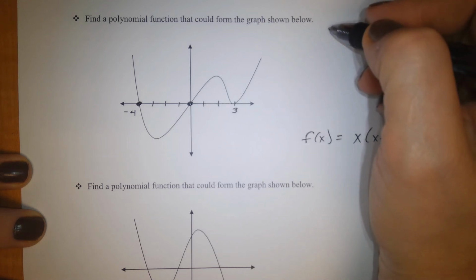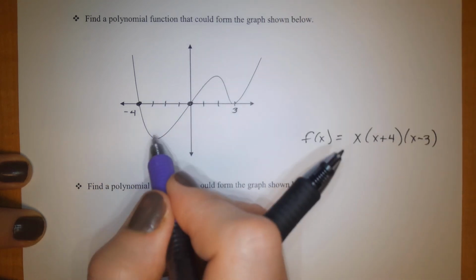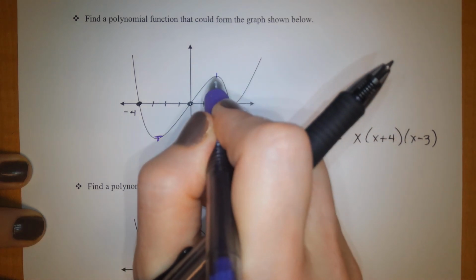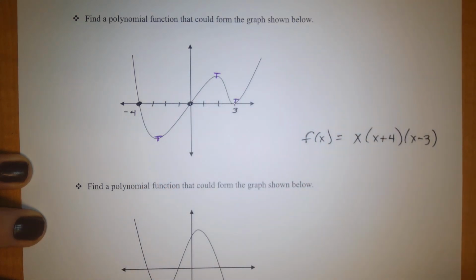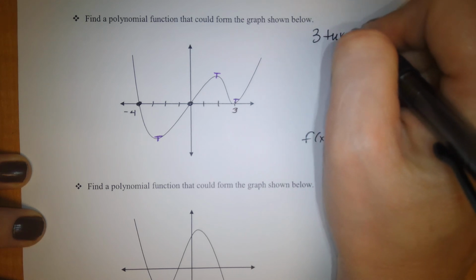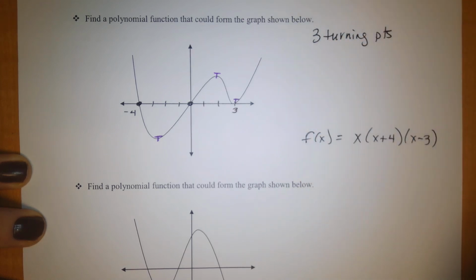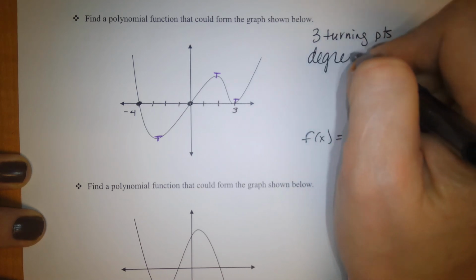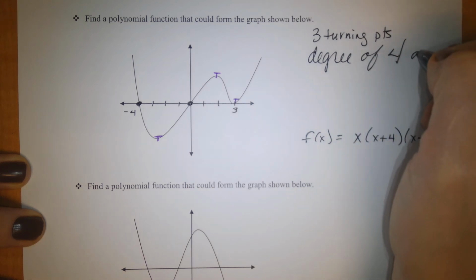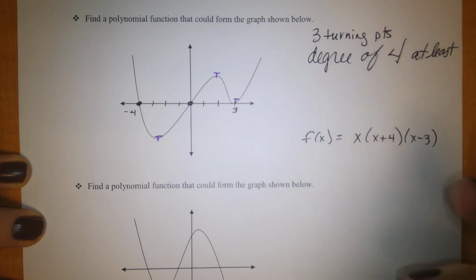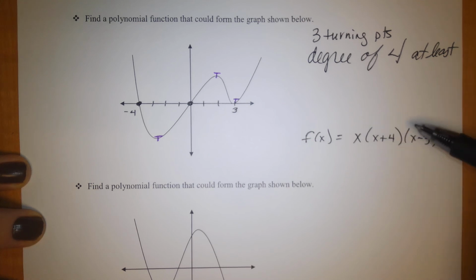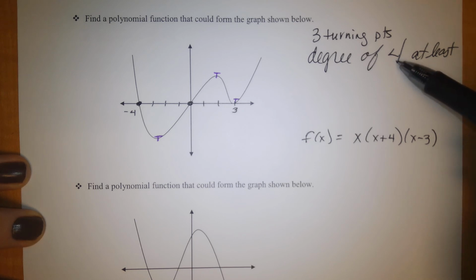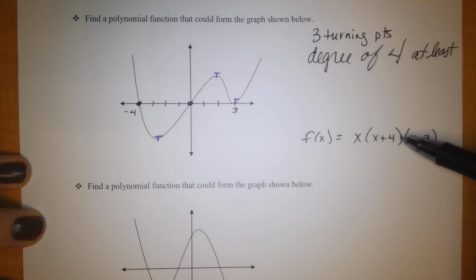I also know that it has 3 turning points. This is a turning point. This is a turning point. This is a turning point. Since it has 3 turning points, I know that it's going to have at least a degree of 4. The only thing I don't know is what the powers are, because right now these exponents only add up to a degree of 3, and I need it to be at least 4. So one of these degrees of these factors is going to have to be bigger than 1.